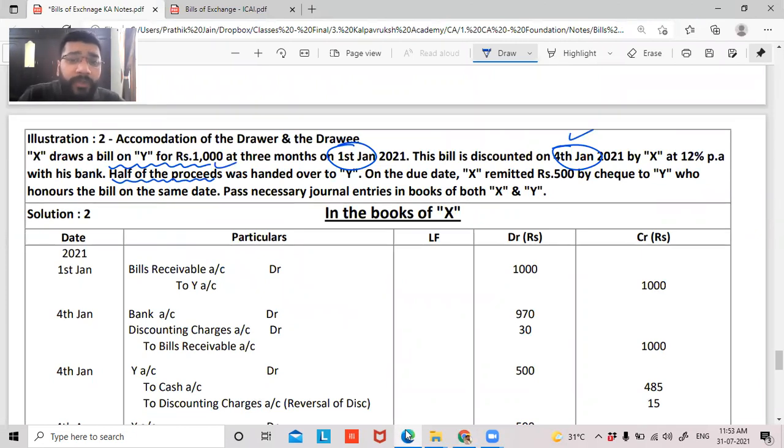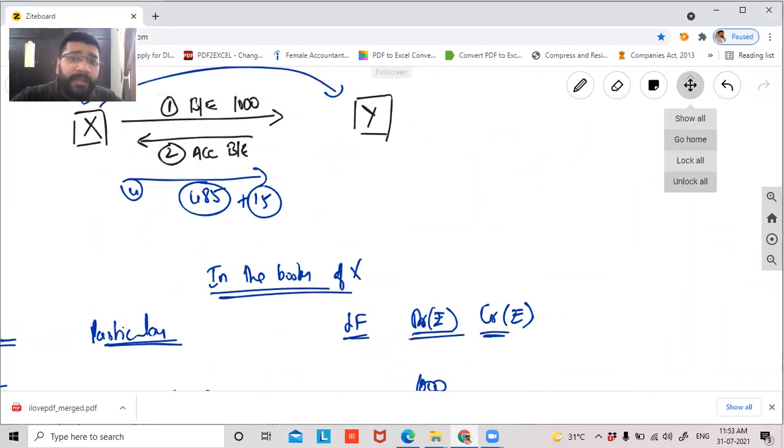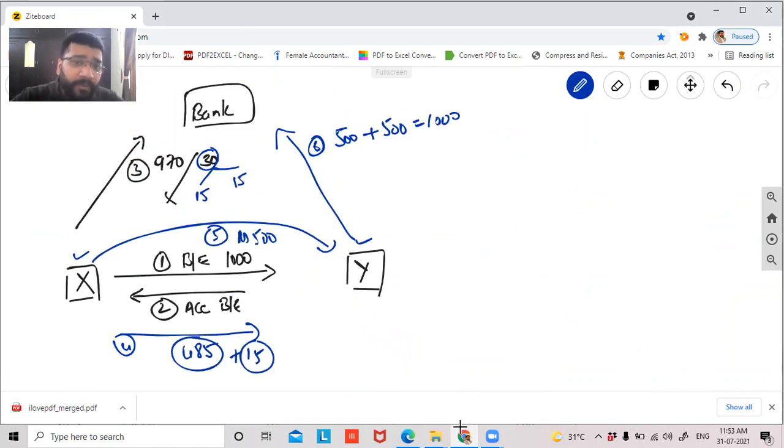Now, guys, on 4th of Jan, the bill is discounted and half of the proceeds was remitted to Y. Now, on the maturity date, who is the person ultimately required to settle the amount to the bank? Y is supposed to settle 1,000 rupees. In that, 500 rupees finally has come back to Y. Because X is remitted 485 plus 15, no? 15 is obviously discounting charges, but technically Y is enjoyed to the tune of 500 rupees. So Y will settle this 500 rupees from his pocket, no problem. But this 500 rupees, X has enjoyed. So X has to give this 500 rupees to Y, no? Only then Y will be able to settle it.